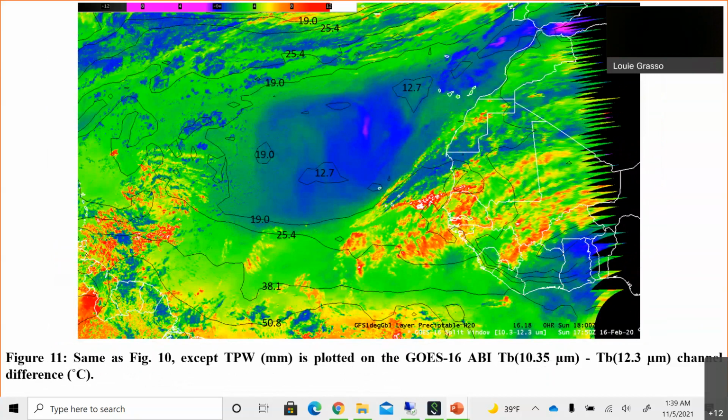All right, so now this is the same as the last figure, only I'm superimposing the TPW values on top of the split window difference. So the blues and the little pinks here are slightly negative, and that's a dust signal. Then we have a boundary here where we get into all the greens. The green is a positive value. Positive value for the split window difference is actually a water vapor signal, which is supported by the increases of the TPW from 19 to 38 to 50 millimeters in through here.